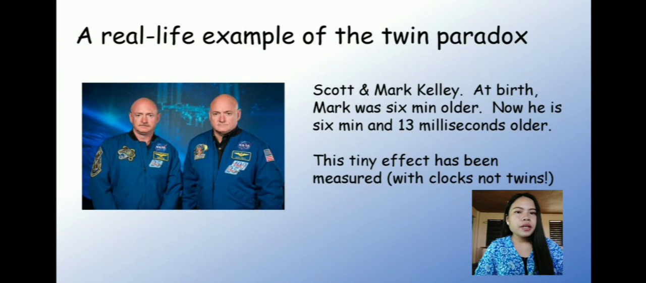Now, this is actually a real life example of the twins paradox. This is Scott and Mark Kelly. They are twins and they are also astronauts. At birth, Mark was 6 minutes older. Now he is 6 minutes and 13 milliseconds older because Scott was taken into a space voyage. So this tiny effect has been measured with clocks, not twins.